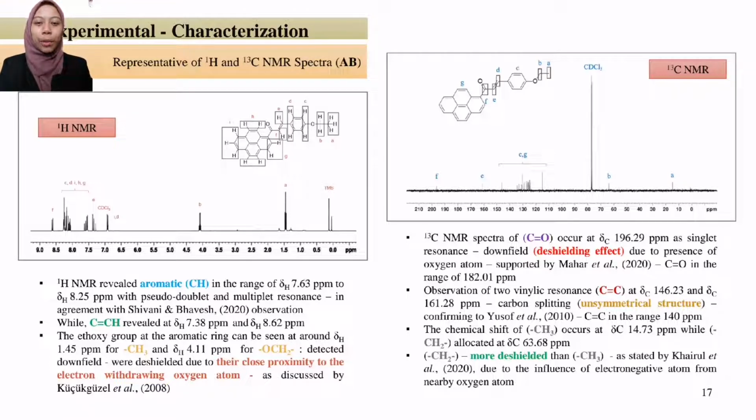Observation of two resonances for C=C was due to the unsymmetrical structure of the compound. The chemical shift of CH3 occurs at δC 14.73 ppm, while CH2 is allocated at δC 63.68 ppm as it is more deshielded than CH3.